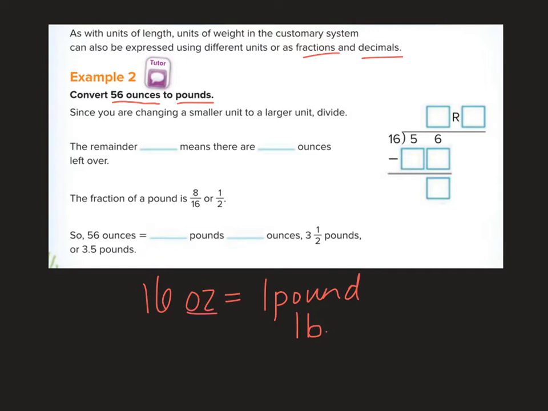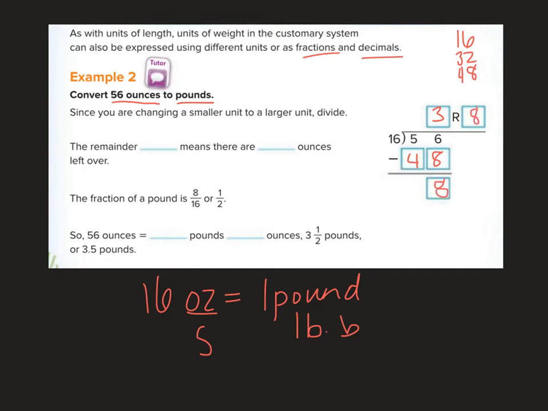Okay, so I'm going from small to big, which means I need to divide. 56 ounces divided by 16. Okay, so let's see here. 16, 32, 48. I don't think we're going to get any closer than that. And then I'm going to be left with 8 left over when I subtract.